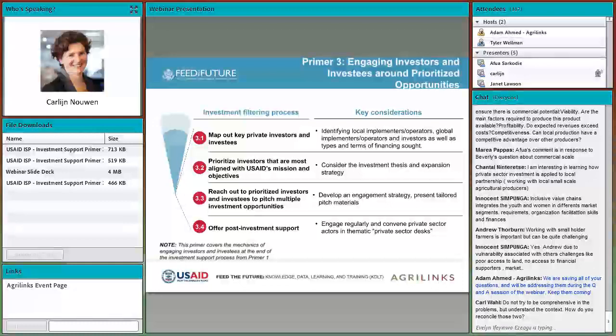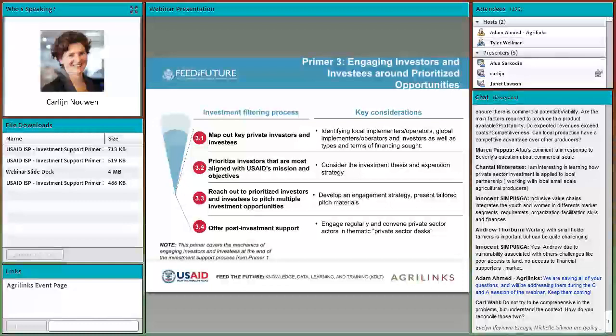The first is to actually understand the key actors in the space, so the key private investors and investees. And really important in that, we realized, is to look at operators. There is actually not necessarily a shortage of investment capital. There's a lot of capital that wants to flow into this but can't find things to flow into. So if you speak to investors, they will say there aren't enough investable opportunities. And if you speak to businesses who are seeking capital, they will say there isn't enough capital.